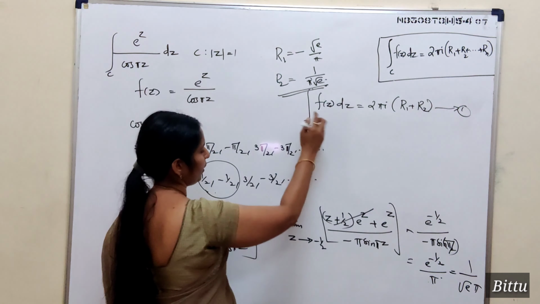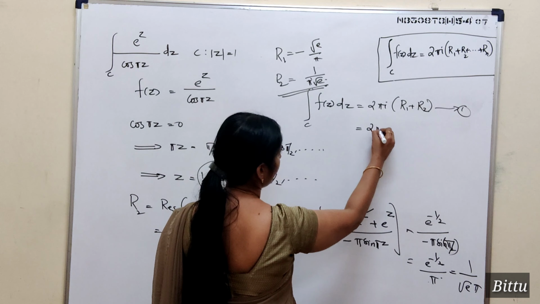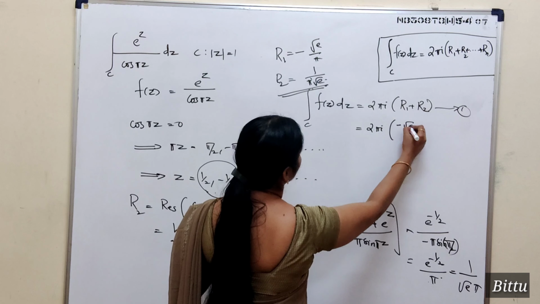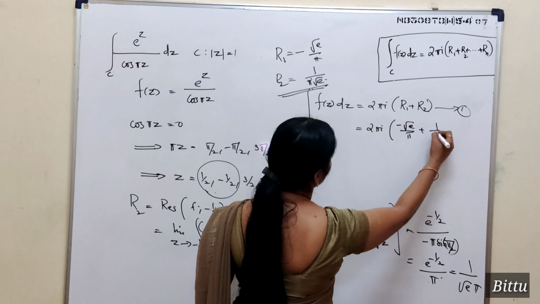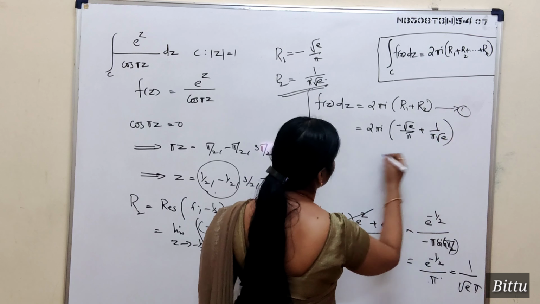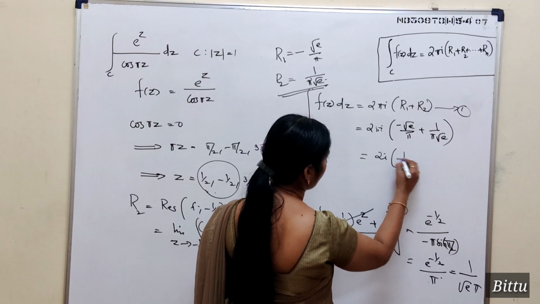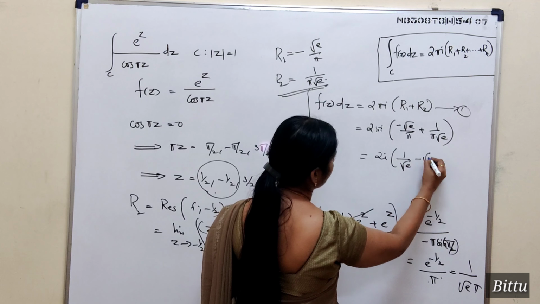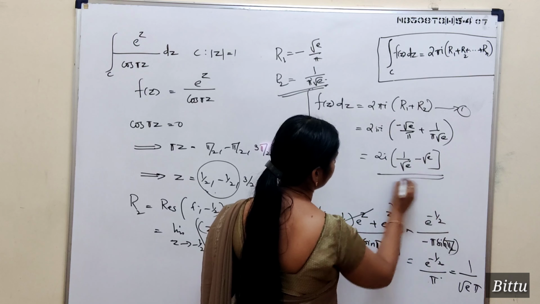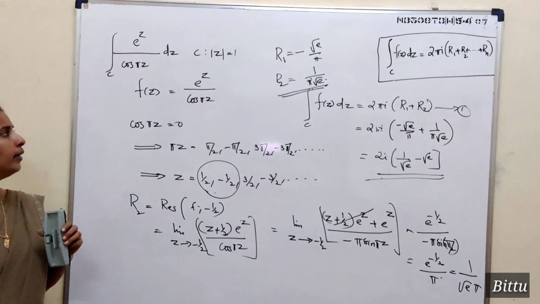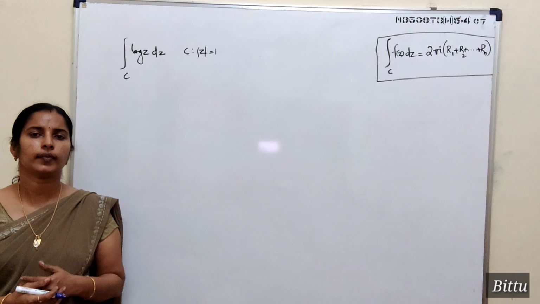You put this in equation number 1. You can see it is 2 pi i into minus root e by pi plus 1 by pi into root e. Pi will cancel each other. You can see it is 2i into 1 by root e minus root e. See, this is the value of the given integral around the unit circle.